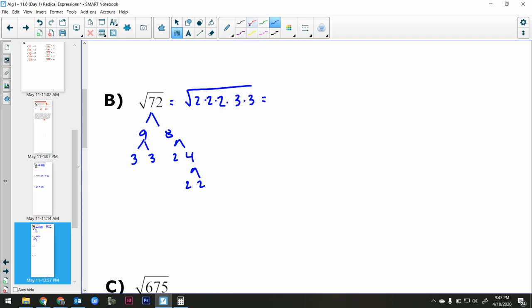Okay, so that means my prime factorization is here and here. I've got 2 sets of buddies coming out. So I get a 2 coming out, a 3 coming out, and then a 2 is lonely on the inside. Now 2 times 3 is 6, and then the square root of 2. And that's my answer there. Okay.